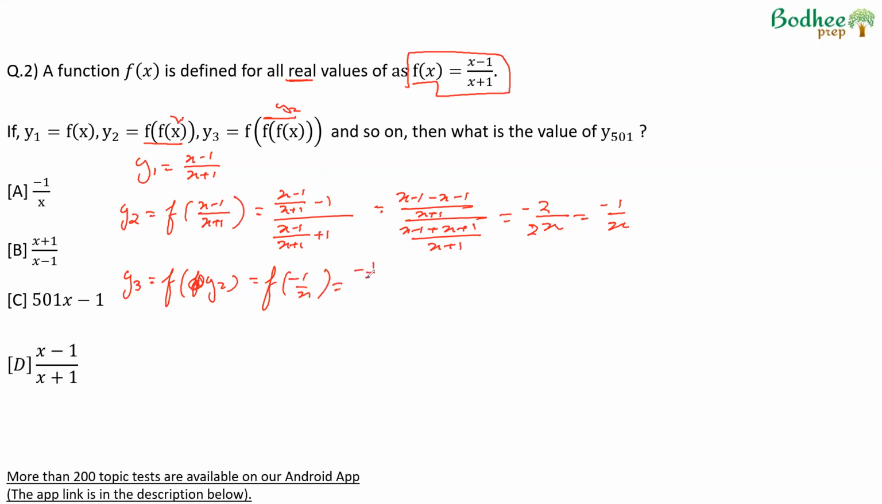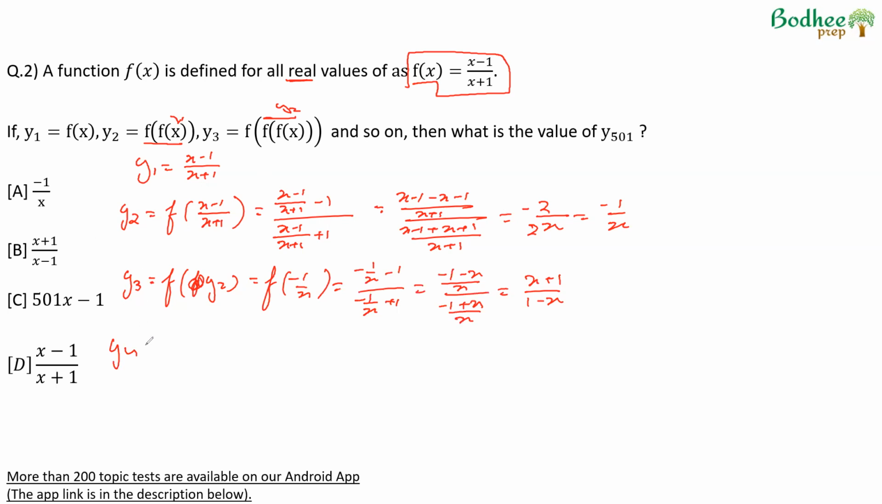So minus 1 by x minus 1 upon minus 1 by x plus 1. This becomes minus 1 minus x upon minus 1 plus x upon x. X and x cancel. We can multiply by minus 1. So this will become x plus 1 upon 1 minus x. This is y3.